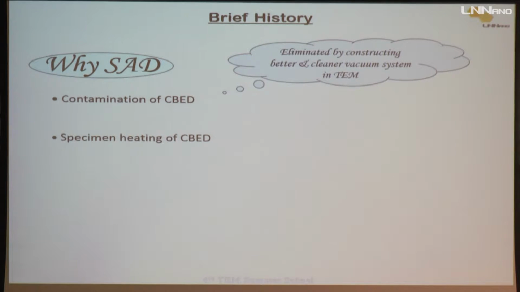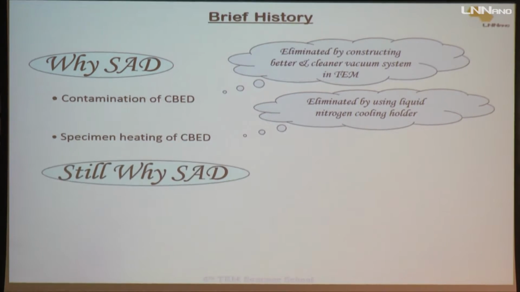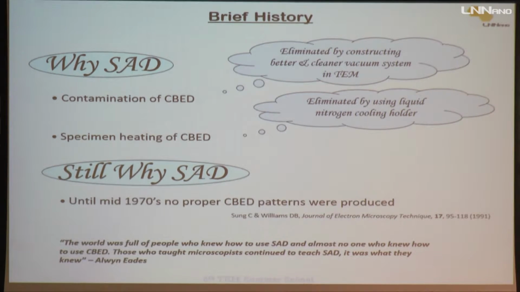But after a few years, by constructing better and cleaner vacuum systems, the contamination problem was limited. And by using liquid nitrogen cooling holders, the specimen heating was also eliminated. Once these two main problems with CBED were eliminated, CBED should have overtaken selected area diffraction, but it never happened. The reason was, until the 1970s, no proper CBED patterns were produced.